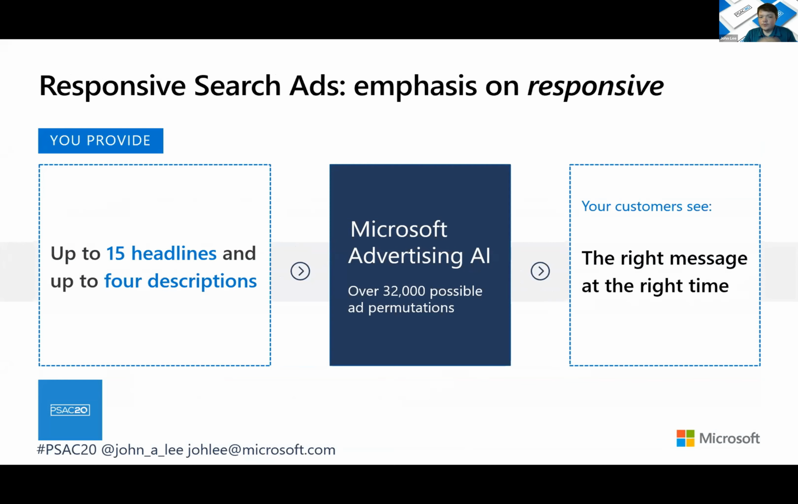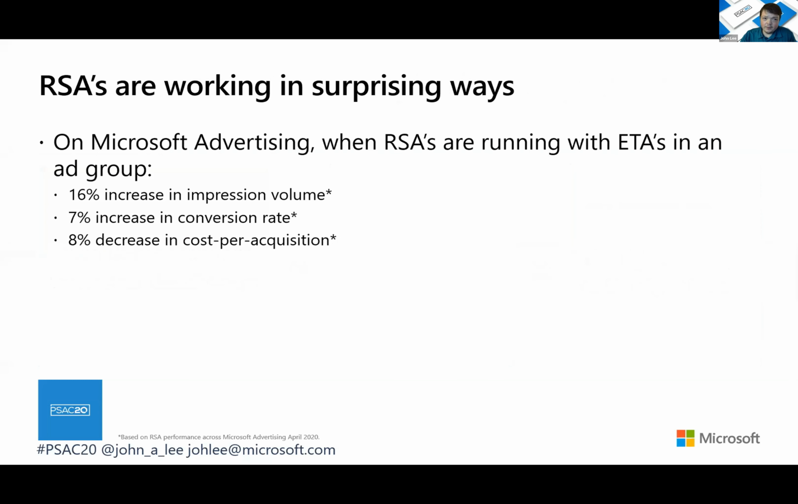So for those that aren't in the know yet, responsive search ads, you're going to put in up to 15 headlines, up to 4 descriptions, and then bibbity bobbity boop. Potential of up to 32,000 potential ad permutations out of that mix, meaning that the right message at the right time is going to get served for your set of keywords. It's really amazing stuff. And they're working in surprising ways.